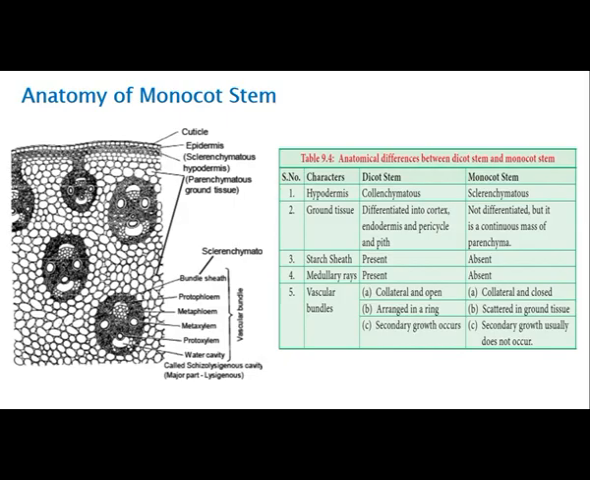And the pith may or may not be present. And the most important thing is the vascular bundles are scattered. In case of dicot stem, you saw that the vascular bundles were arranged in a ring, conjoint and collateral, whereas in case of the monocot stem, you can see that the vascular bundles are scattered in the cortex.